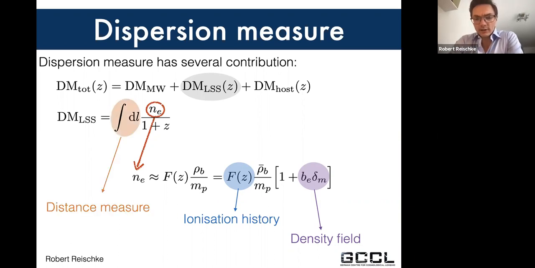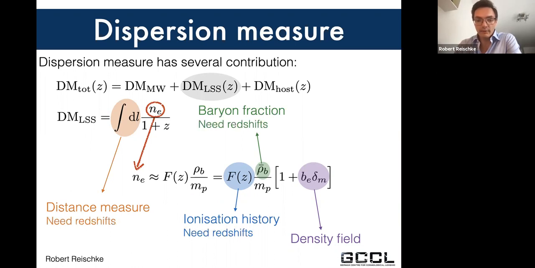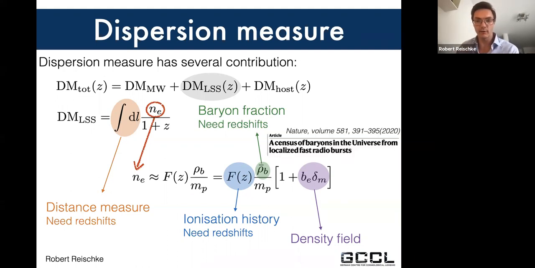Okay, and then you integrate the stuff over some distance measure, and this gives you basically the large-scale structure contribution. So you also have the baryon fraction, of course, because this effectively gives you the number of electrons, and you divide this by the mass of the protons. So the important part is that depending on what you do, you always need the redshift of your sources, basically, or some redshift estimate. And this will become important a bit later as well.